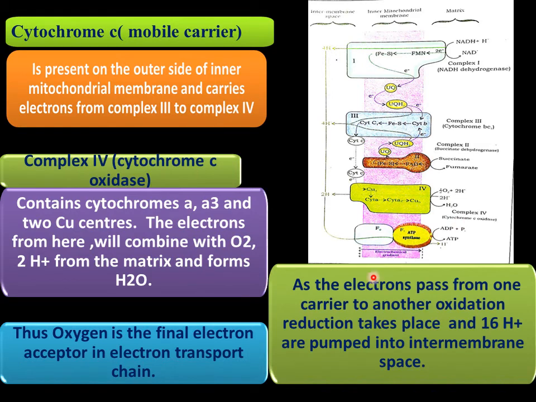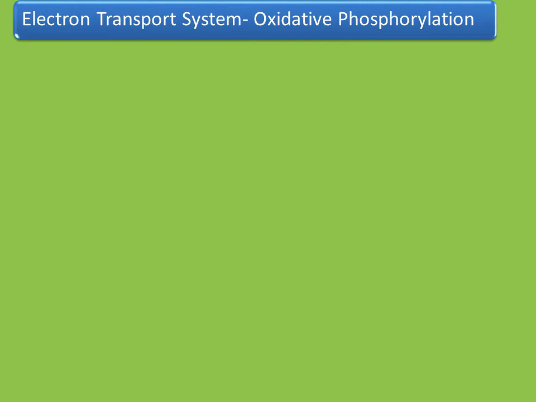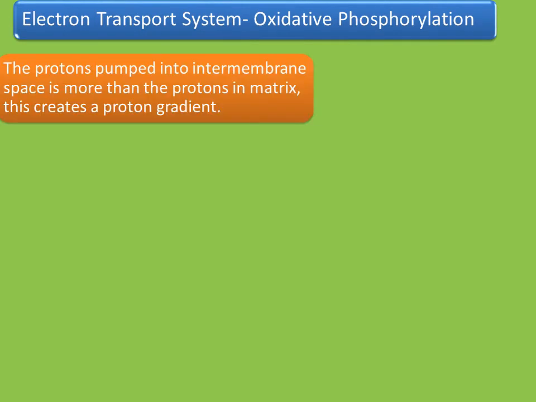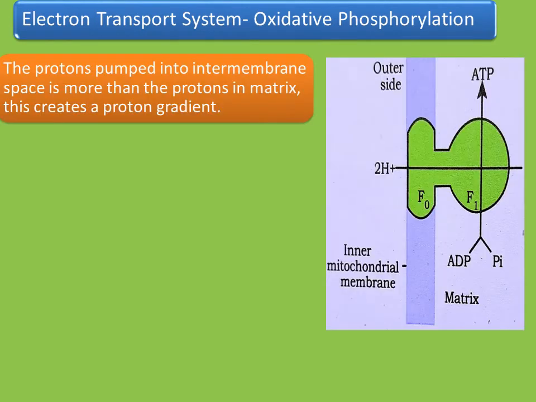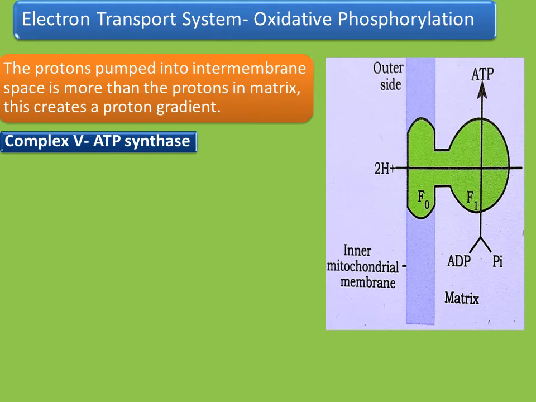As the electrons pass from one carrier to another, oxidation reduction takes place. Totally 16 protons will be pumped into intermembrane space, 10 from NADH plus H plus and 6 protons because of FADH2. The protons pumped into intermembrane space are more than the protons present in the matrix area. So this creates a proton gradient.